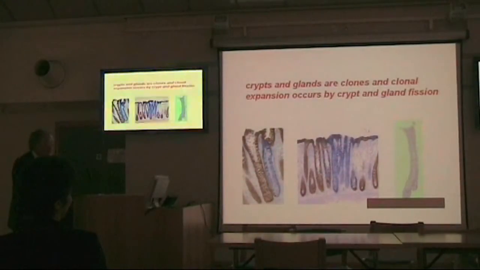Crypts and glands are clones, because they all share this mutation, so they're all derived from the same stem cell, and clonal expansion occurs by crypt and gland fission. So this may be the way in which field cancerization in our patient has actually occurred. This mutation has occurred in this Crohn's disease patient in the rectum, and because she had active inflammation, driving crypt fission, it has spread all the way back through the colon and into the ileum.